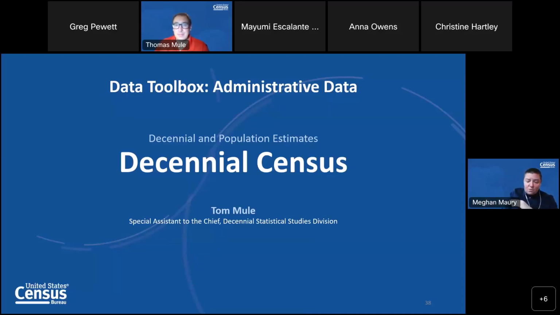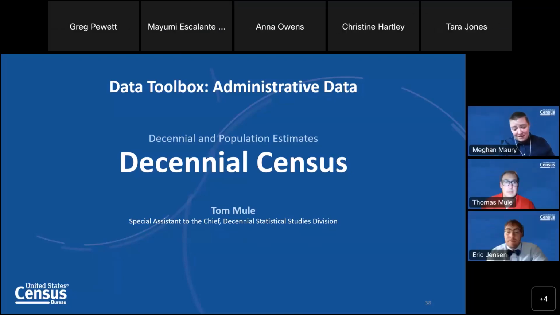So in this conversation, we'll explore some of the similarities and differences in how those two data products are developed and how administrative data play a role in increasing the accuracy of both products. But first, I'm really excited to introduce today's panelists. So Tom Muley will speak to us first about the decennial census.